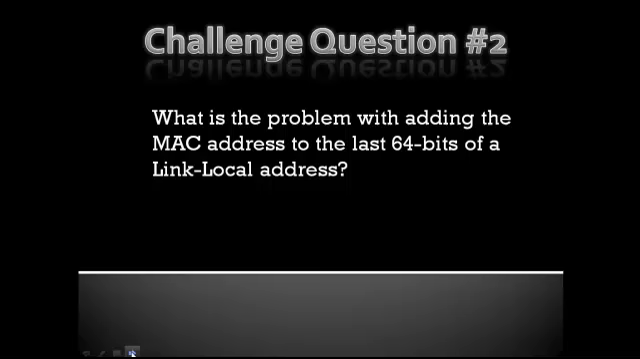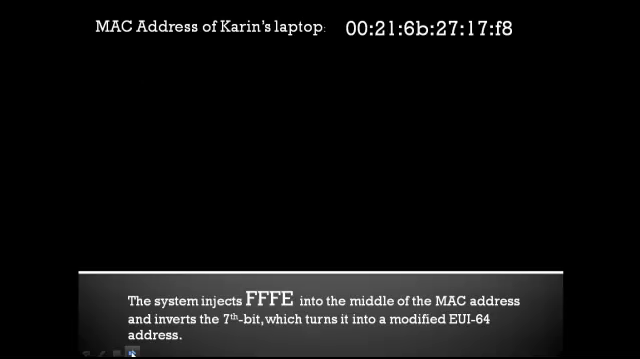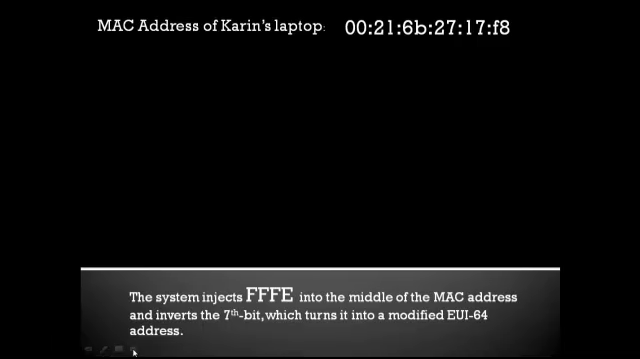We're going to get lucky on this one because I need to give you the answer before I continue. And the answer is the MAC address is only 48 bits and we need 64 bits. So how do we get the additional 16 bits added to the host portion of our link local address? Once we add the bits, we will have a modified EUI-64 address. It is a two-step process.